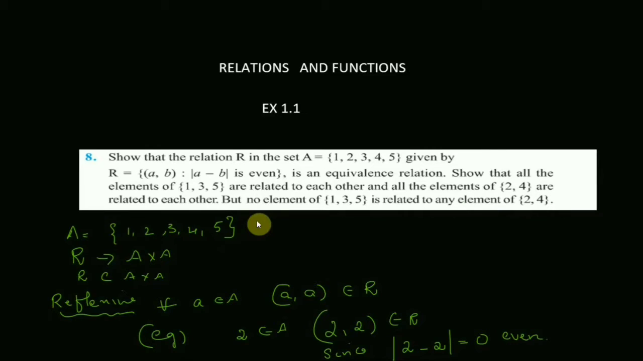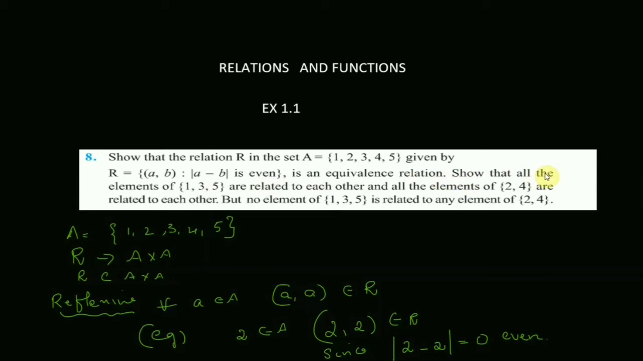Hello students, today we'll do exercise 1.1 question number 8. Show that the relation R in the set A = {1, 2, 3, 4, 5} given by R = {(a, b) : |a - b| is even} is an equivalence relation. That is the first part of the question.